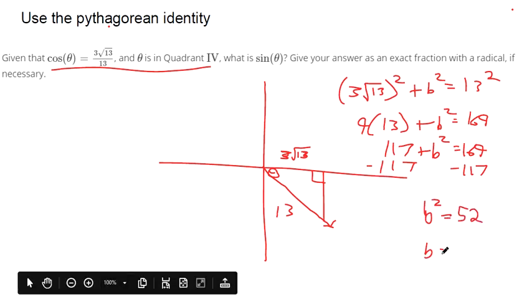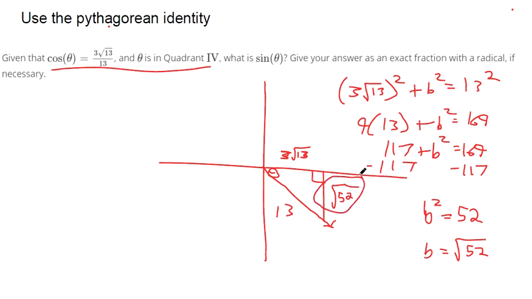Now we need to take a square root of both sides. The square root of 52 is that opposite side. And I think, yeah, we could reduce the square root of 52, but let's leave that for a second. Sine of theta, oh, actually one last thing. Put a negative in front of this because you went down on the y-axis, right? So we're going to say that's negative square root of 52.